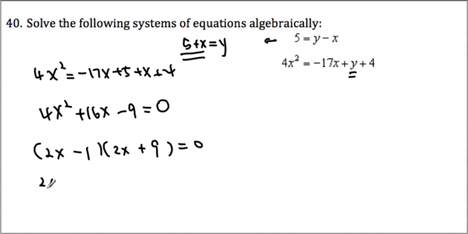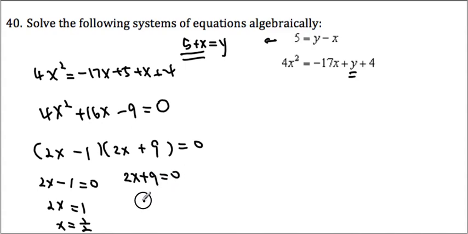Here, then we get 2x minus 1 is equal to 0. That means 2x is equal to 1, where x equals 1/2. The second one, 2x plus 9 is equal to 0. That gets you x equals negative 9 over 2. So we have two values.